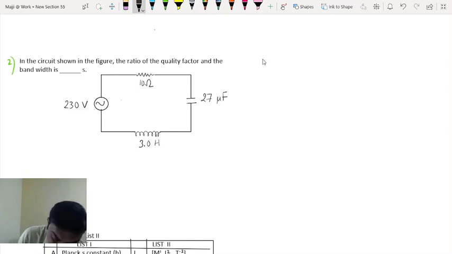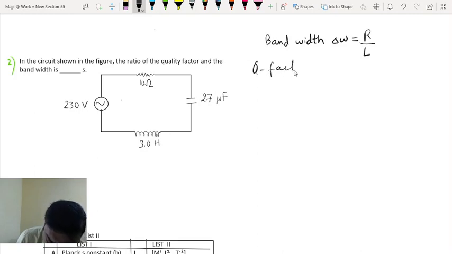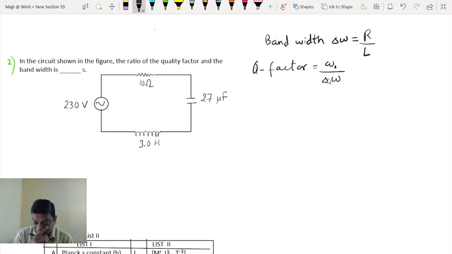Right. See, bandwidth, as you know, is the separation between the two half power points. Bandwidth contains the necessary information. So I take bandwidth as this difference in frequencies. It is R by L. You have to remember this. Then Q factor. Q factor is the ratio of resonant frequency upon bandwidth.